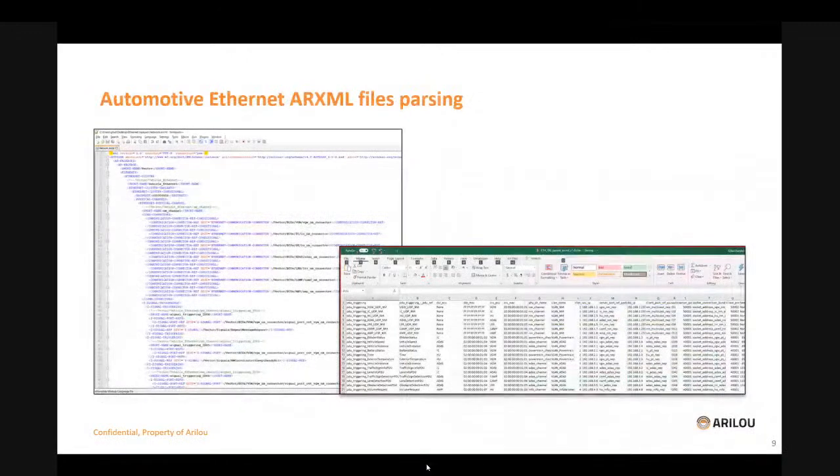A similar process happens on the Ethernet. With the Ethernet, we take this as an example of an ARXML file, and we can generate rules out of it. So the Excel file is actually the rules that we're generating out of the ARXML file. Same process, same concept, much more complex on the Ethernet, with many more layers and parameters and fields that we need to understand to generate rules. But the concept is the same.